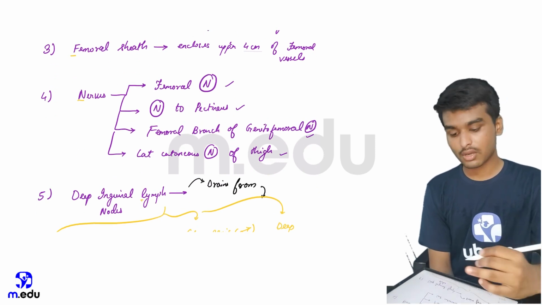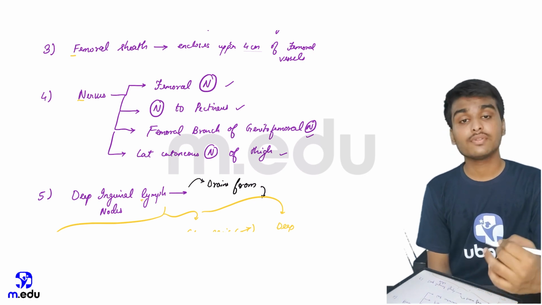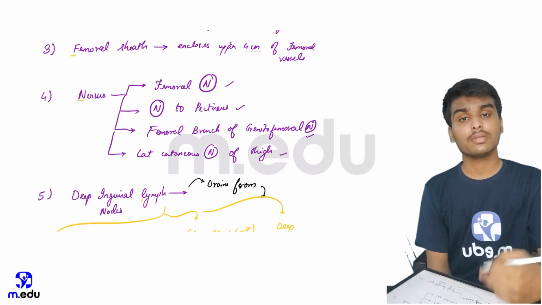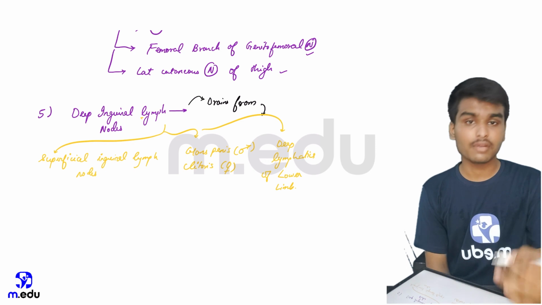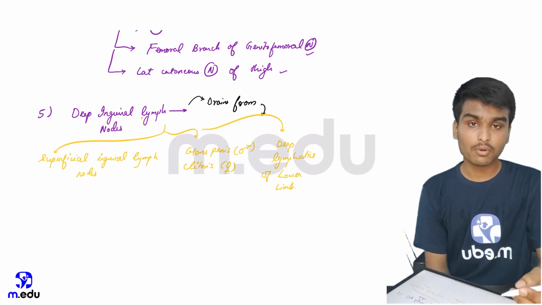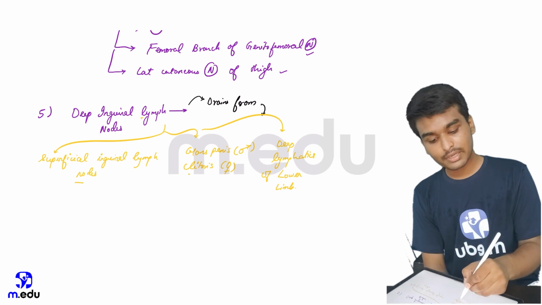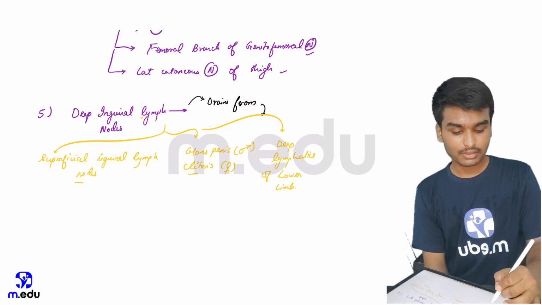Nerves, there are 4 nerves. First one is the femoral nerve, second is a nerve to pectineus muscle, third is the femoral branch of genitofemoral nerve, and the fourth is lateral cutaneous nerve of thigh. Fifth one is the lymph nodes, deep inguinal lymph nodes. These deep inguinal lymph nodes drain the lymph from superficial inguinal lymph nodes, glans penis in males and clitoris in females, and deep lymphatics of the lower limb.